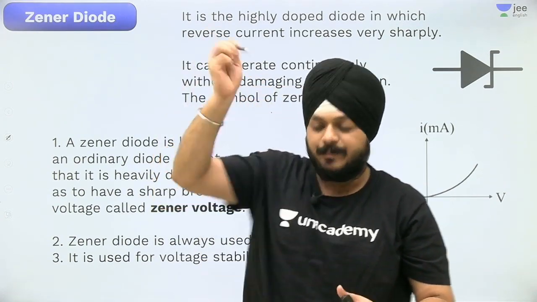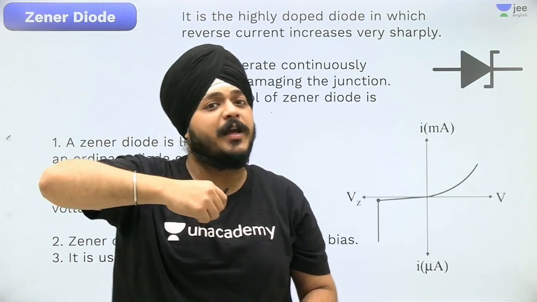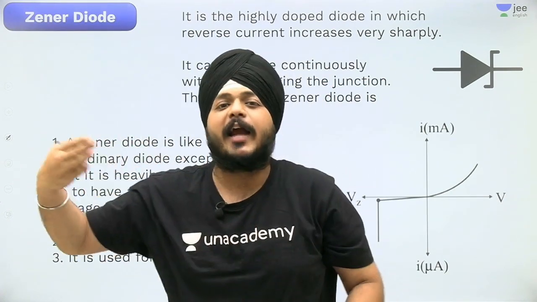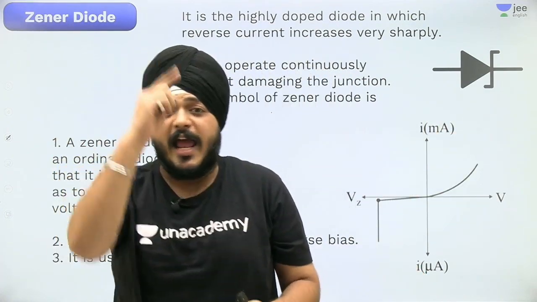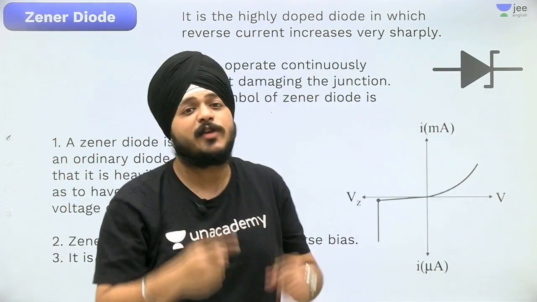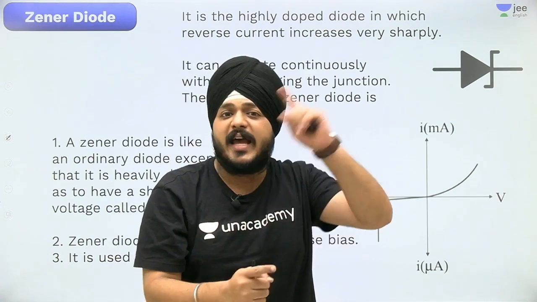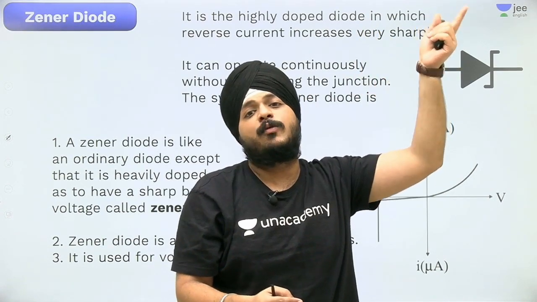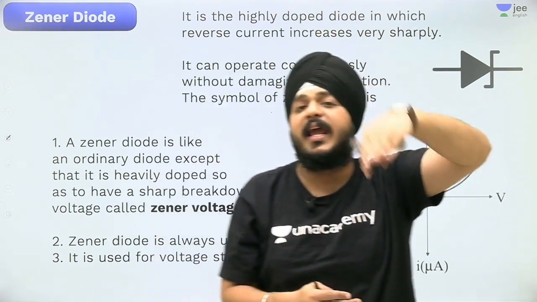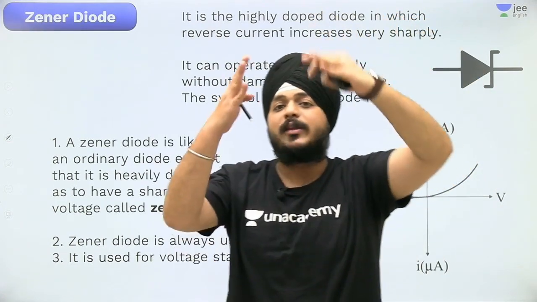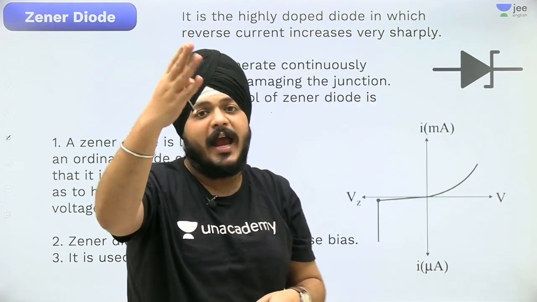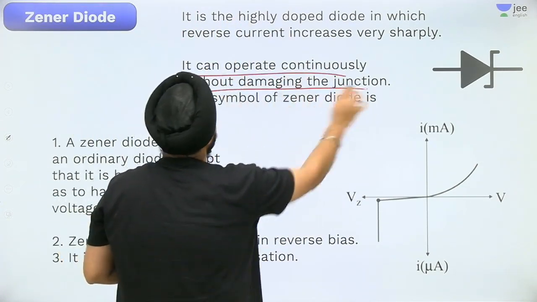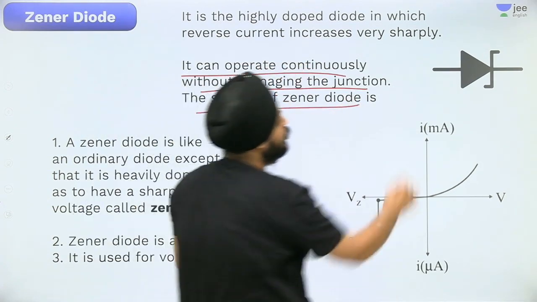It is highly doped with impurity so that the width of the potential barrier decreases to a very small value and electrons can easily drift from one side to another. Because of this reason, the Zener diode is designed that way, so that it conducts current in the reverse bias direction. So it can operate continuously without damaging the junction.